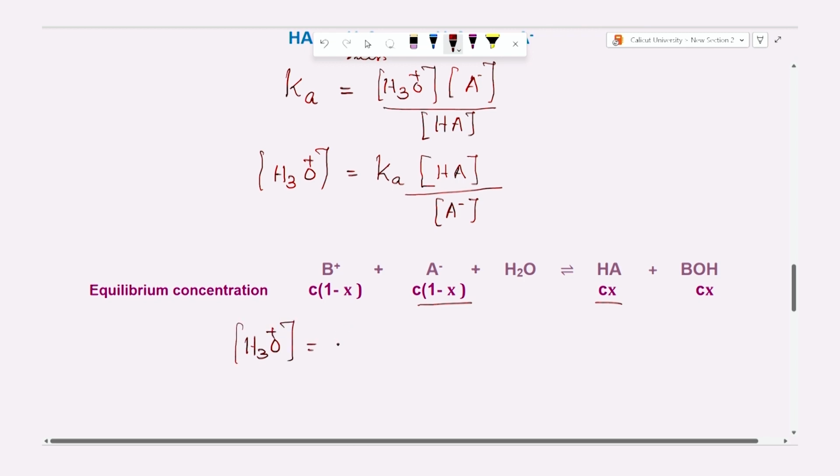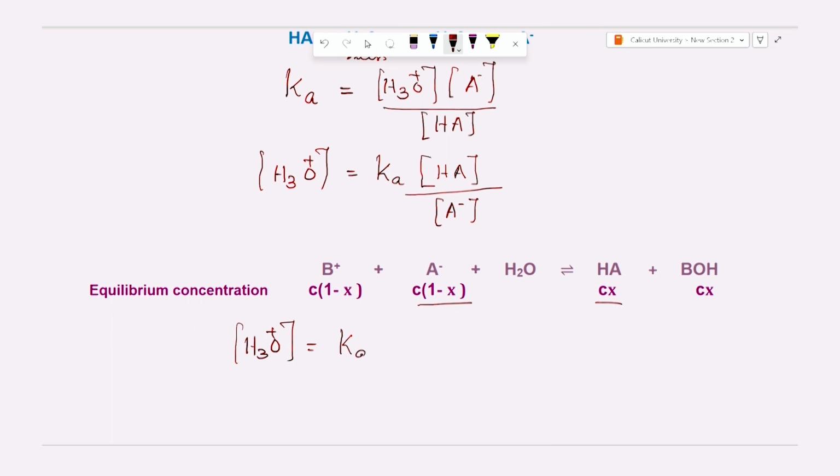So, I am keeping it as H3O plus is equal to Ka into concentration of HA is Cx divided by concentration of A minus is C into 1 minus x. C and C get cancelled. So, the expression can be written as Ka into x by 1 minus x.